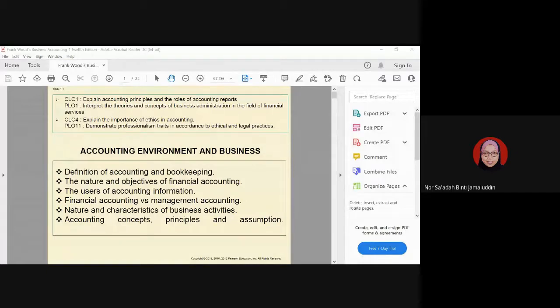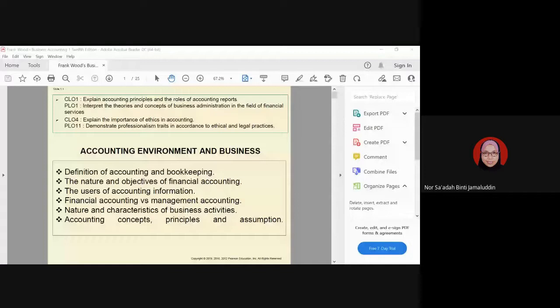Apart from that, course learning outcome number 4 also relates with this chapter, which is explain the importance of ethics in accounting. And program learning outcome number 11, demonstrate professionalism traits in accordance to ethical and legal practices. So after we finish this chapter, you should be able to complete your individual assignment and the first phase in your group assignment.